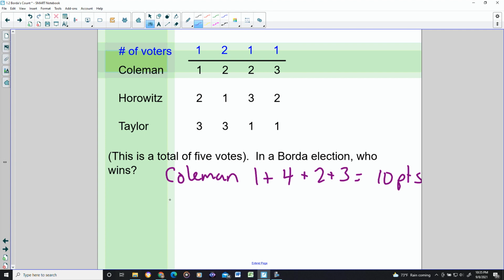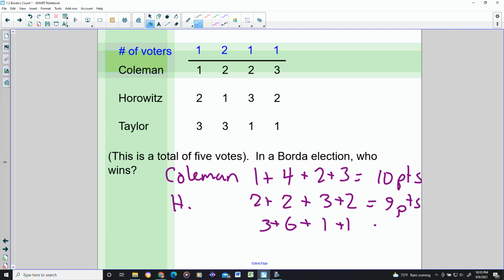Horowitz will do the same thing. For Horowitz, we're going to do 2, plus, now 2 times 1 here, because 2 voters put them in first place, plus 3, plus 2. And in this particular case, we're going to get 3, 5, 7, 9 points. So Horowitz would have 9 points. Taylor here is going to be put 3. Now 3 times 2 is 6, plus 1, plus 1. 9, 10, 11 points. So Taylor will get 11 points.